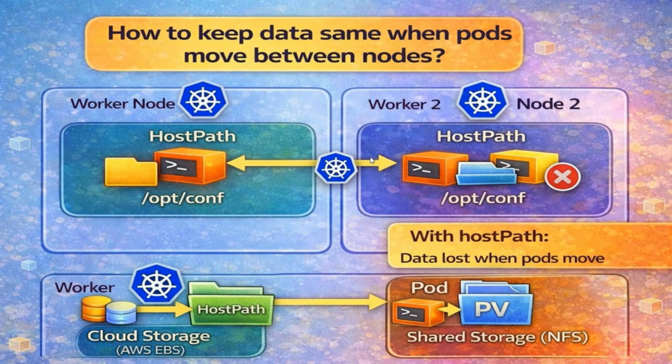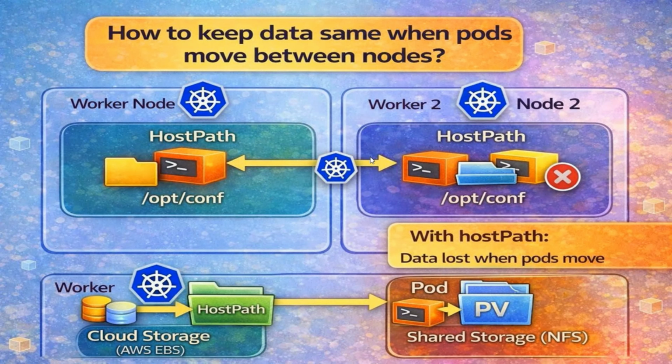In the last class, we discussed the hostPath volume type in Kubernetes. In continuation of that, today we are going to discuss a very important volume type, which is called persistent volume. So let's start with a simple situation.